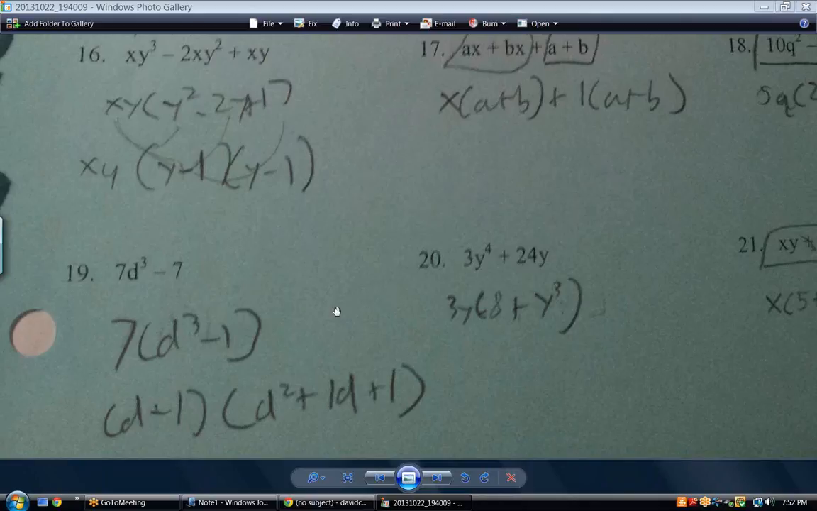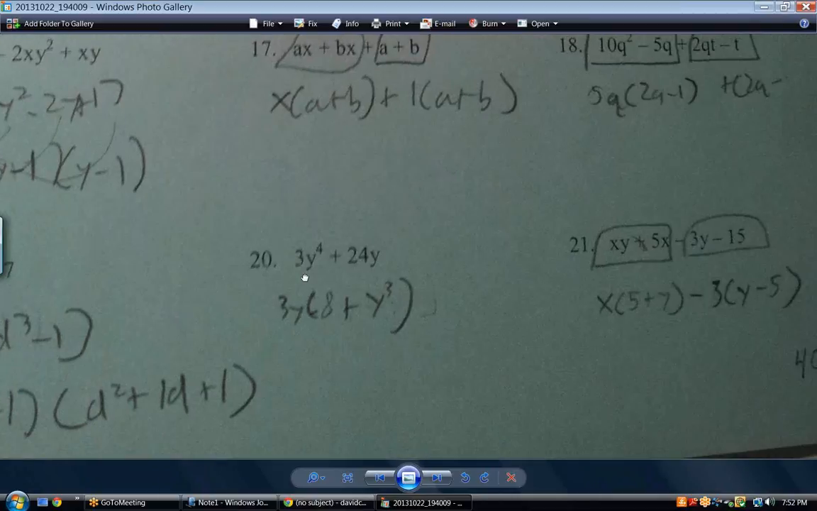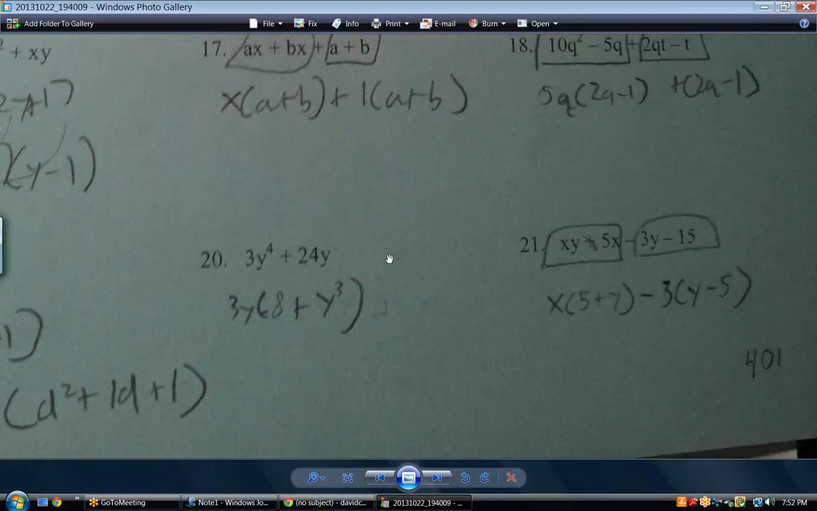Okay, so here you factor out a 7, you've got a difference of cubes left, you need a 7 right in front of this one. Oh, yeah, that's right, I forgot that. This one, you factor out a 3y, and you're left with y cubed plus 8, which is a sum of cubes. So you can factor this down one more level.